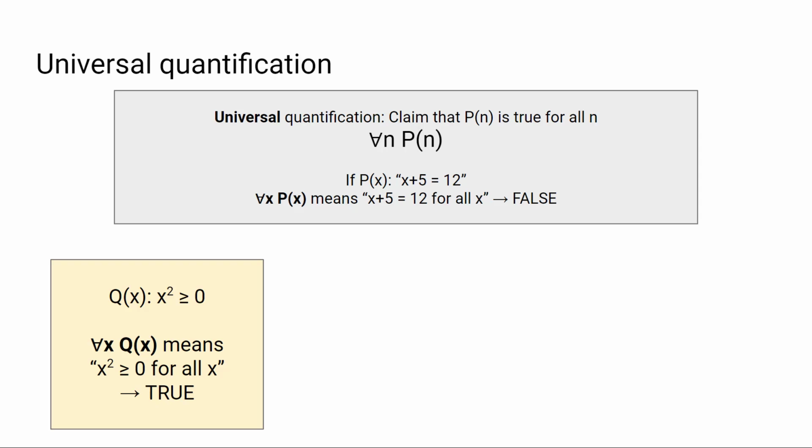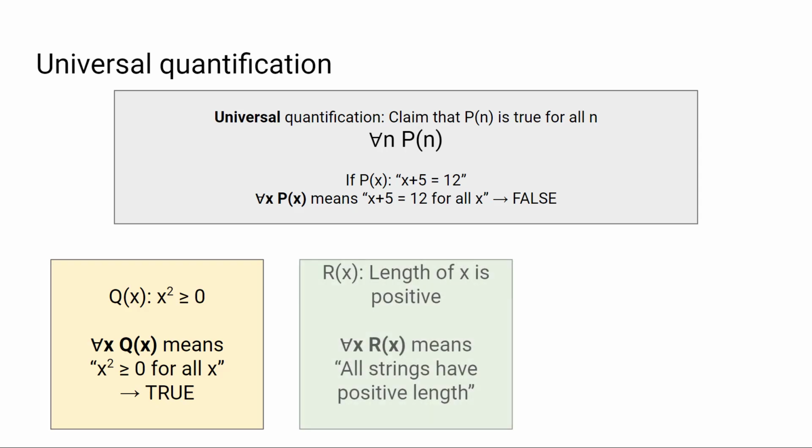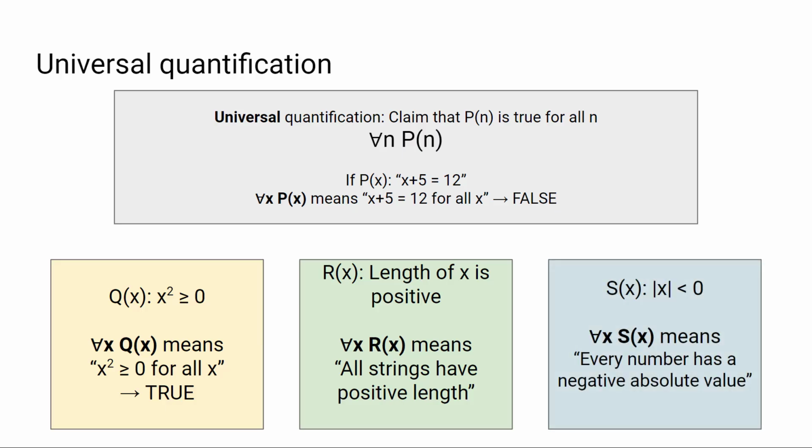Here are two more. R of x is the predicate "the length of x is positive," where x is a string, and S of x is the predicate "the absolute value of x is negative," where x is a real number. Pause the video and find the truth value of "for all x, R of x" and "for all x, S of x."